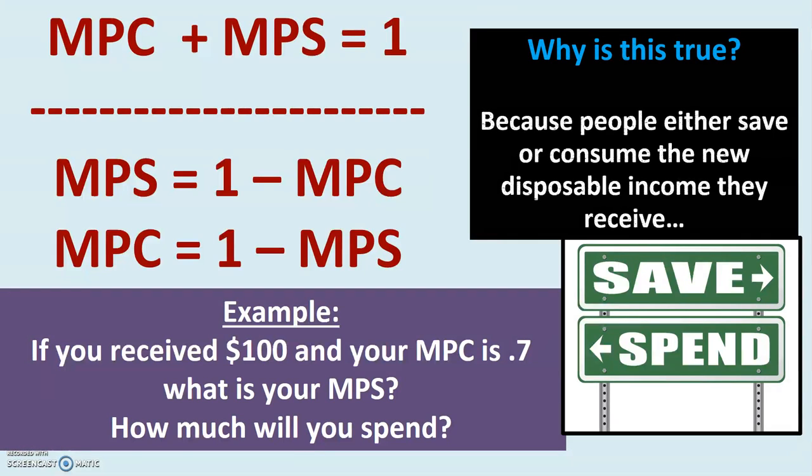Now, why is this true? Because you can only save or consume your disposable money that you receive. There are really no other choices. Even if you put it in your bank, you're technically saving. If you decide to buy a share of stock, you're consuming that share of stock. So really anything that you do will be either savings or consumption.